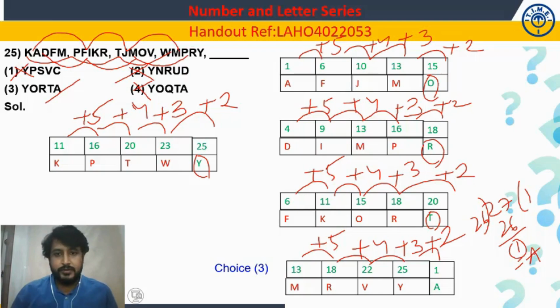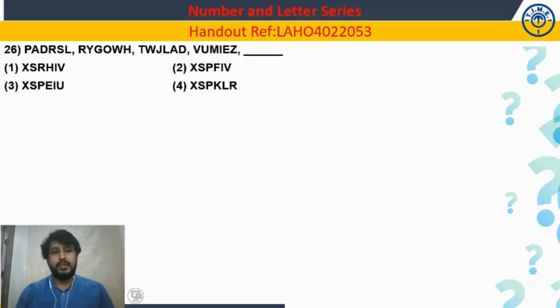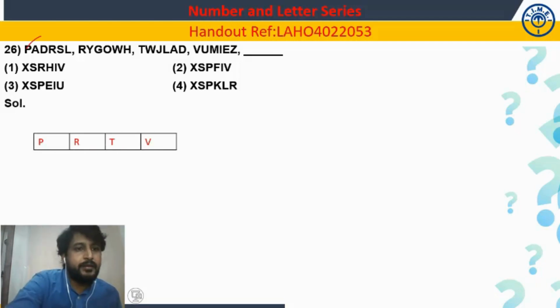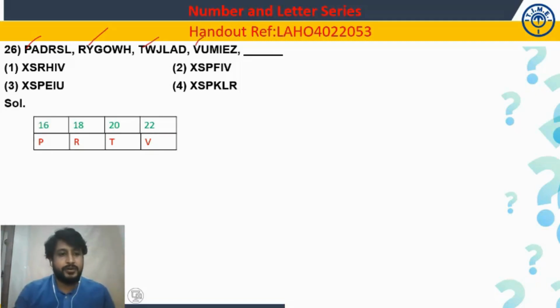Okay. Now move to question number 26. Here also, each group consists of how many letters? 6 letters. But there won't be any change in the logic. Our logic will remain the same. So, again, write the first letters in each group: P, R, T, V. And the place values 16, 18, 20, 22.